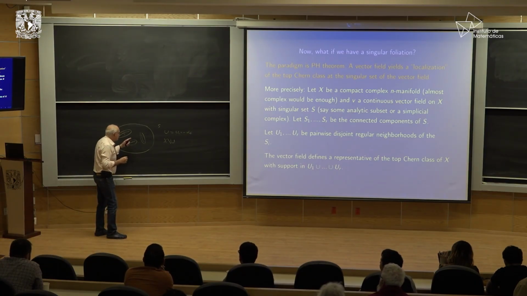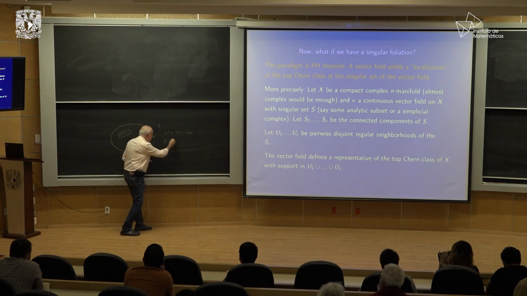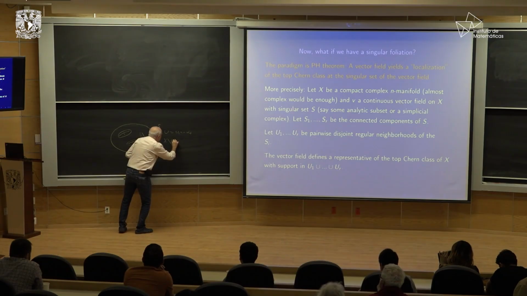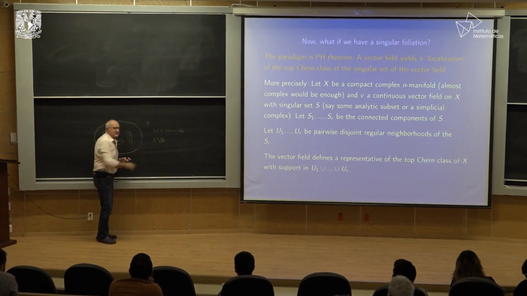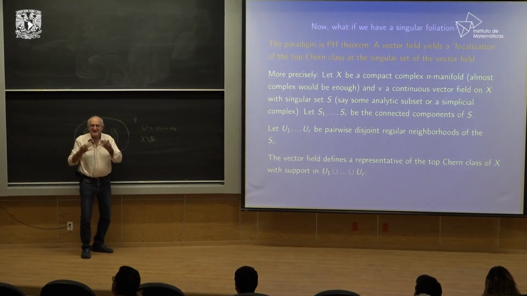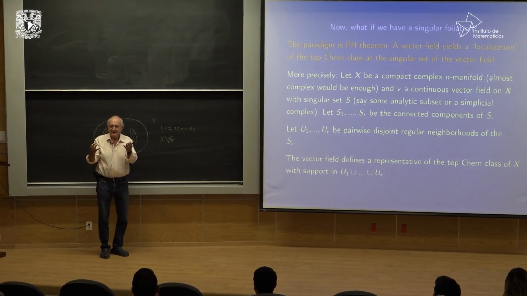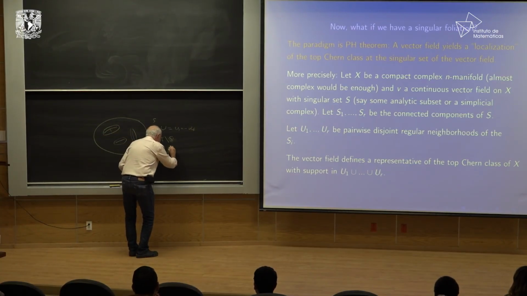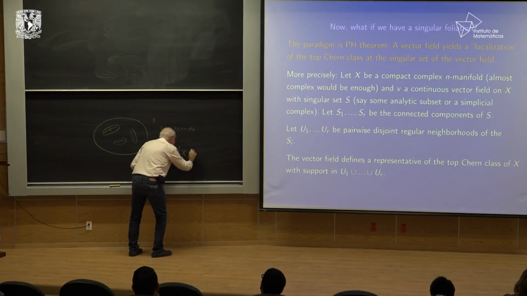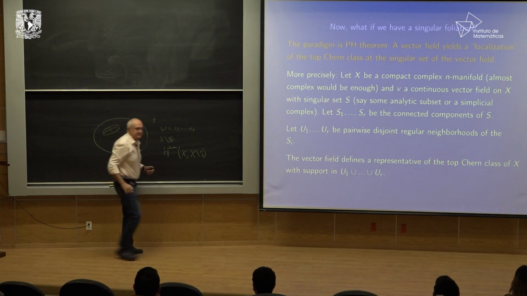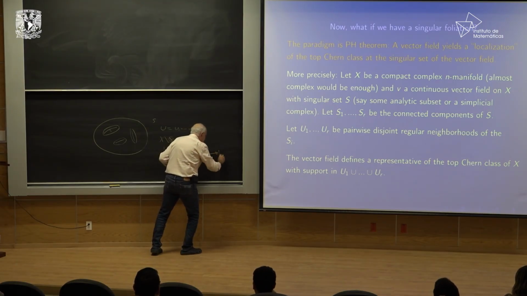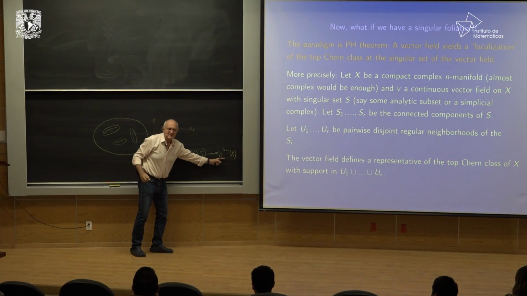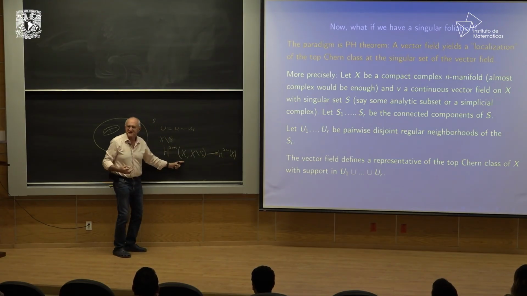Okay, so away from these tubular neighborhoods, or actually, let me say S is the complete singular set of the vector field. So away from S, the vector field is non-vanishing. So it gives you a representative of the Chern class, which actually lives in H2n of X relative to X minus S. And if you take the inclusion from X into here, you have a map into H2n of X, and what you get here is the usual Chern class. But this choice of vector field gives you a representative here.